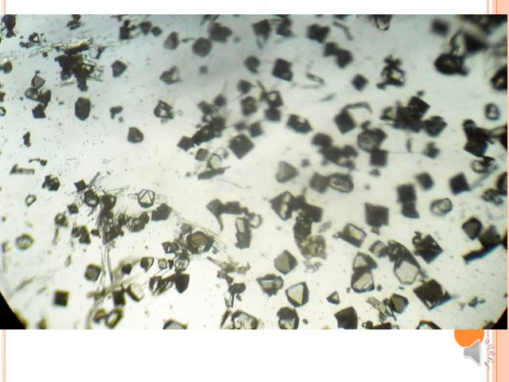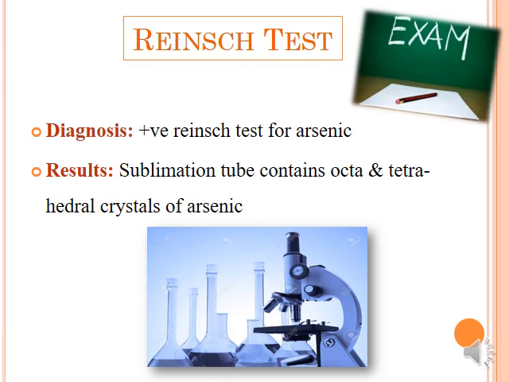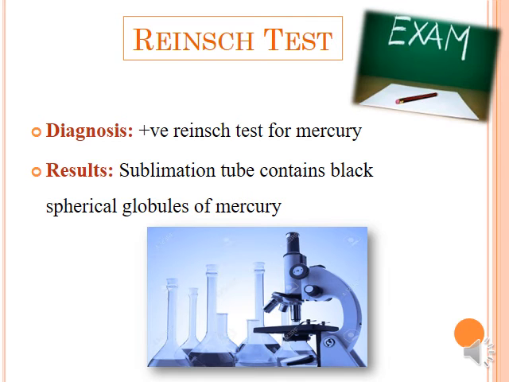Under the microscope, if we find crystals like these, octahedral and tetrahedral crystals, it is arsenic. We will write the diagnosis: positive Reinsch test for arsenic, with the result: the sublimation tube contains octahedral and tetrahedral crystals of arsenic. But if we find under the microscope black spots or globules, it is mercury, so we will write positive Reinsch test for mercury, and the sublimation tube contains black spherical globules of mercury.